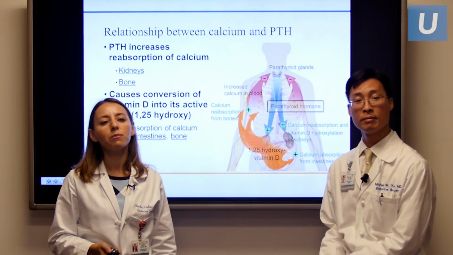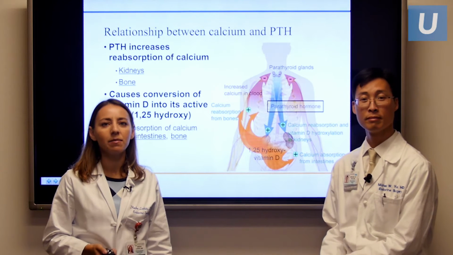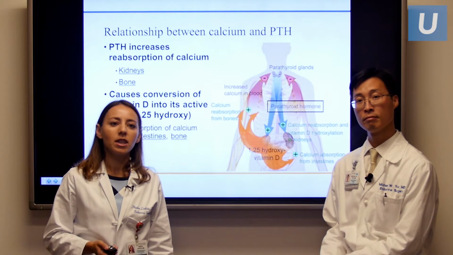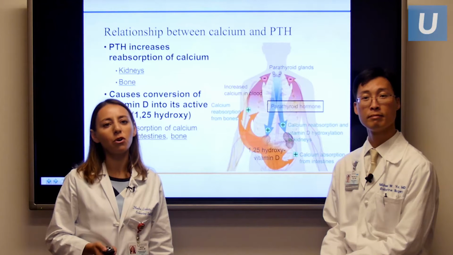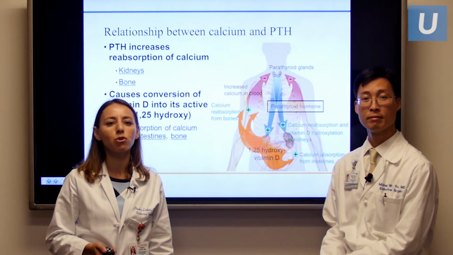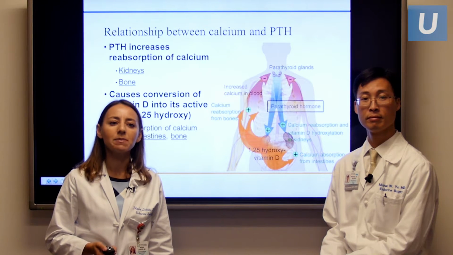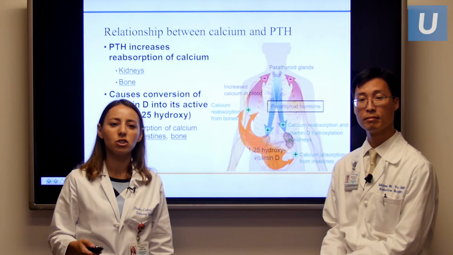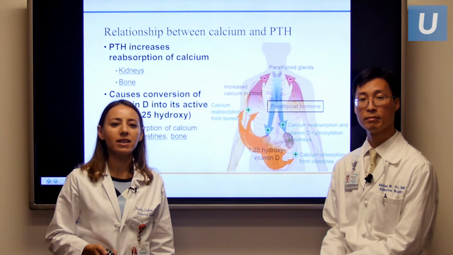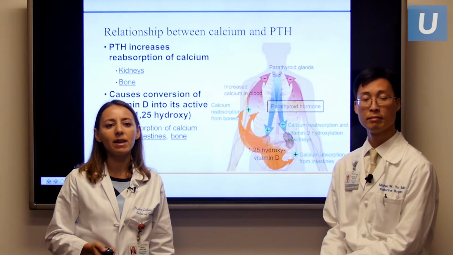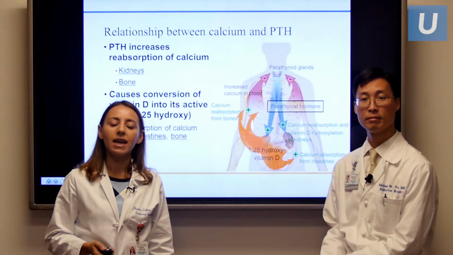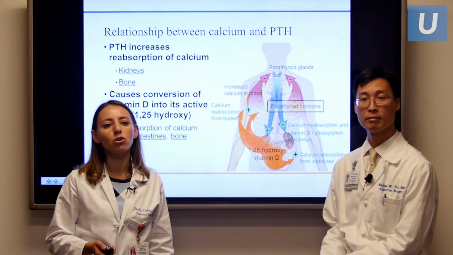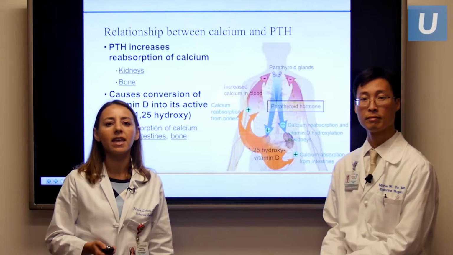There's a very important relationship between calcium and parathyroid hormone. The purpose of parathyroid hormone, or PTH, is to increase your absorption of calcium. And it does this by acting on both the kidneys and the bone. So importantly, it takes calcium out of the bone and into your bloodstream. It also has an effect on vitamin D. It converts vitamin D into its active form. And vitamin D then increases the absorption of calcium from the intestines and the bone as well.